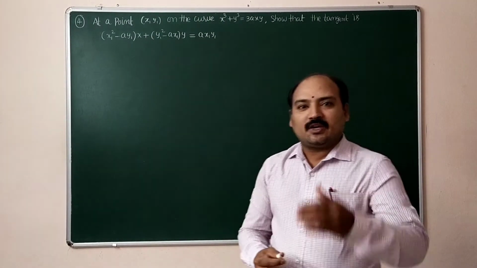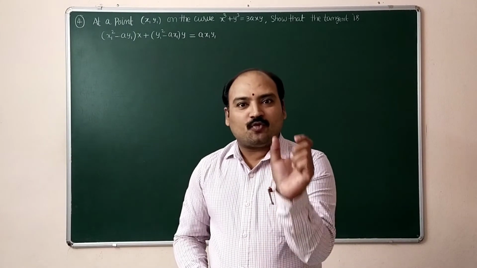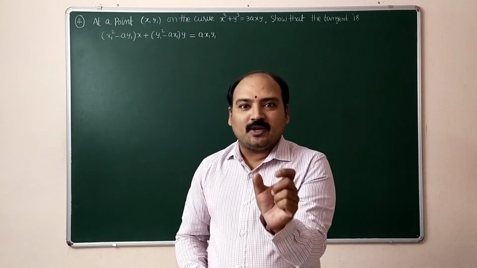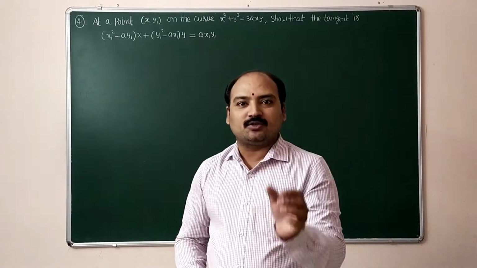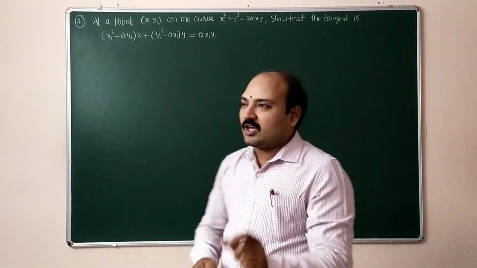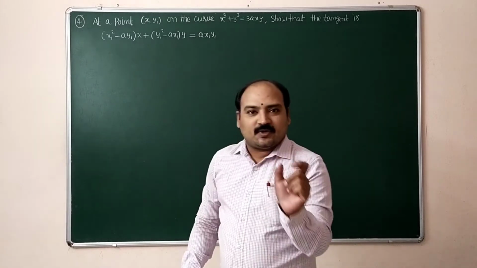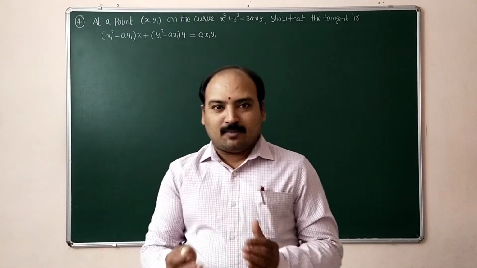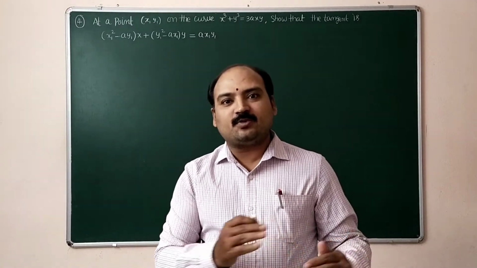So first consider the given curve and find out the slope, that means differentiate the given curve with respect to x. You will get the slope of the curve. Slope of the curve at what point can you calculate? At x1, y1. So wherever x, y is there, you have to replace with x1, y1.